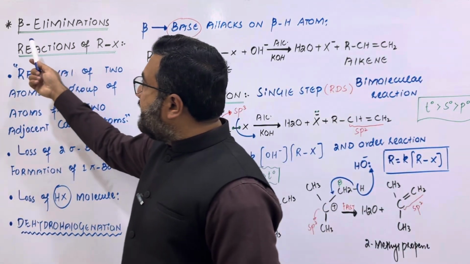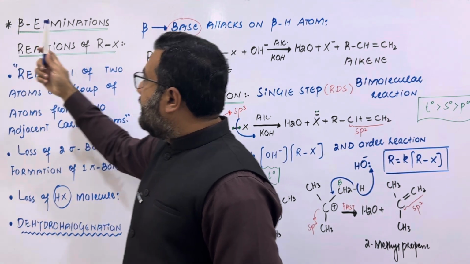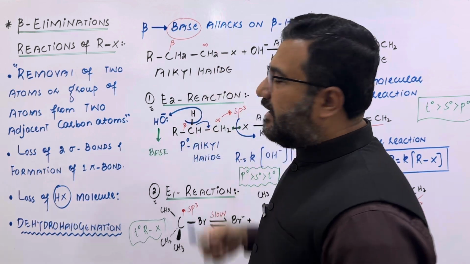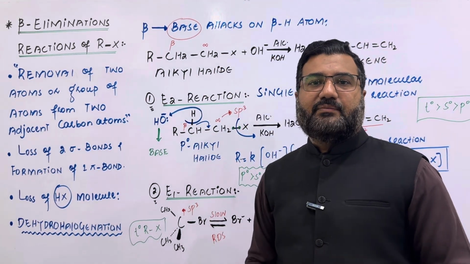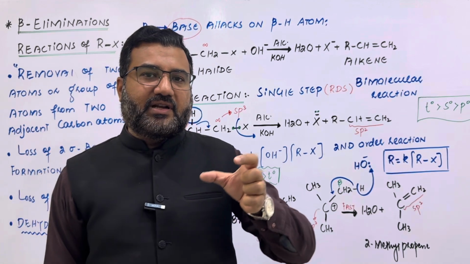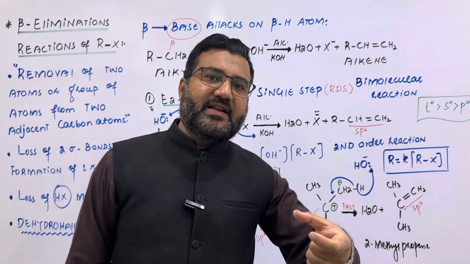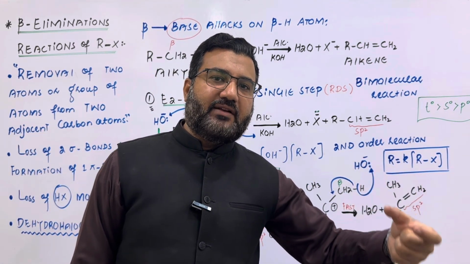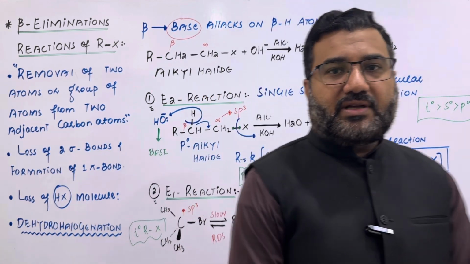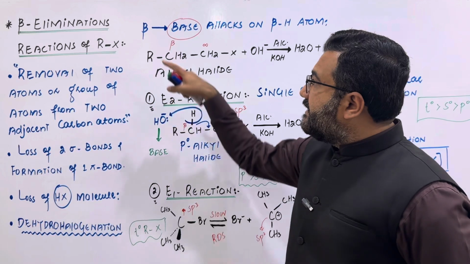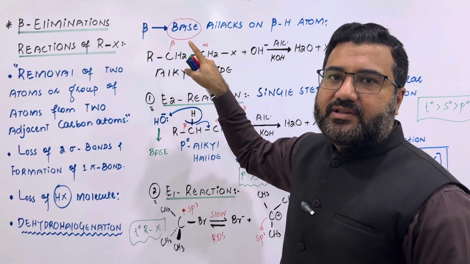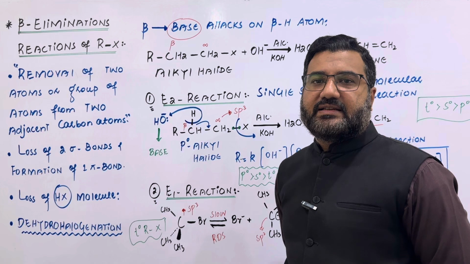Now, why are they called beta elimination reactions? The letter beta shows that the base during the elimination reaction attacks the beta hydrogen. Beta hydrogen is the hydrogen which is attached to the beta carbon. Beta carbon is the carbon which is directly attached to the alpha carbon, and the alpha carbon is the carbon which is directly attached to the functional group. These are called beta elimination reactions because the base attacks the beta hydrogen during these reactions.